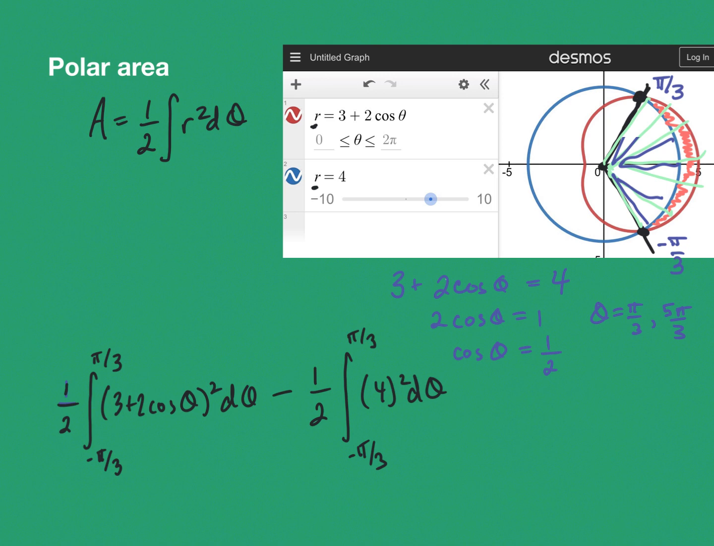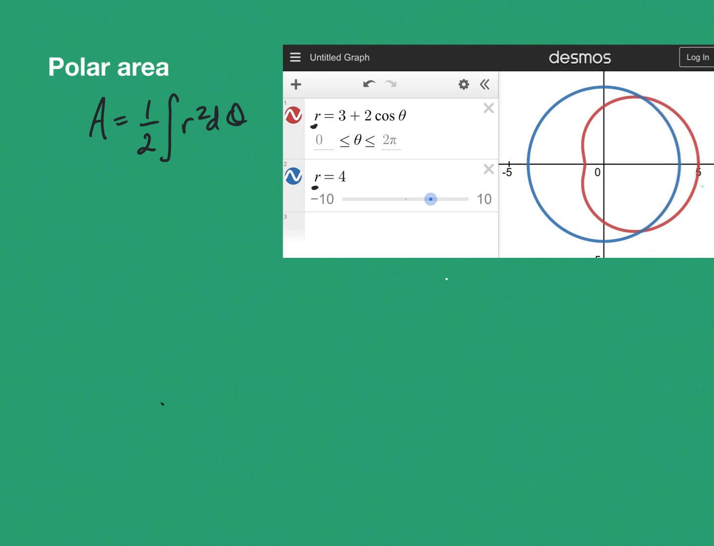Okay, let's do another area. Now let's say that we're doing this area instead. Let's shade this part right here. So again, I'm going to draw in those lines from the origin to the intersection point.